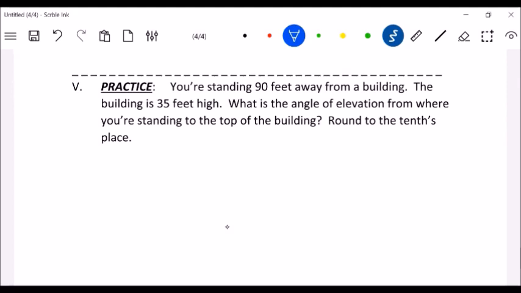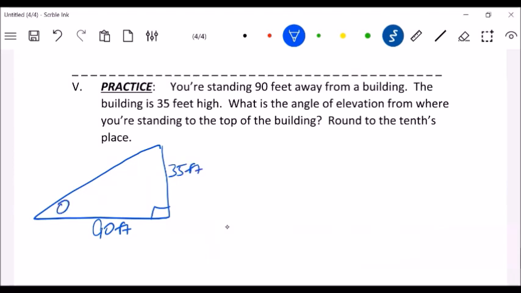Welcome back. Well, we're standing 90 feet away from a building. This time I'm going to make my triangle this way, just because I want to. Right angle. You're standing 90 feet away from the building. It is 35 feet high, and we don't know what the angle is. What's the angle of elevation? So we do know that the tangent of that angle is 35 feet over 90 feet. Feet cancel.